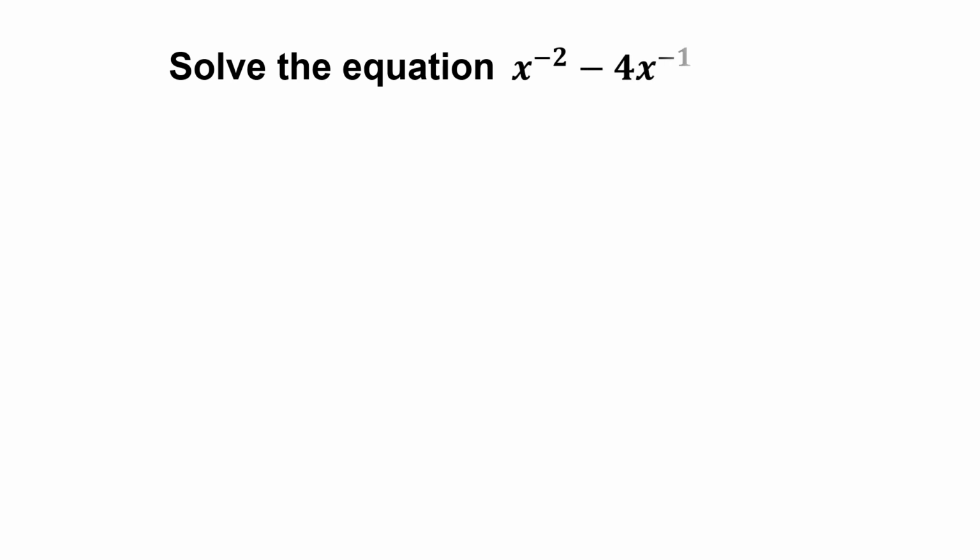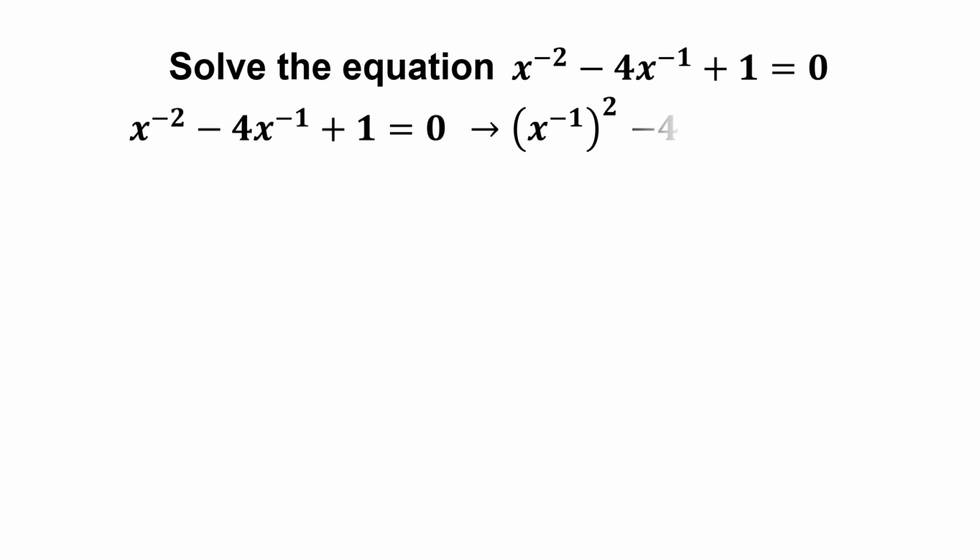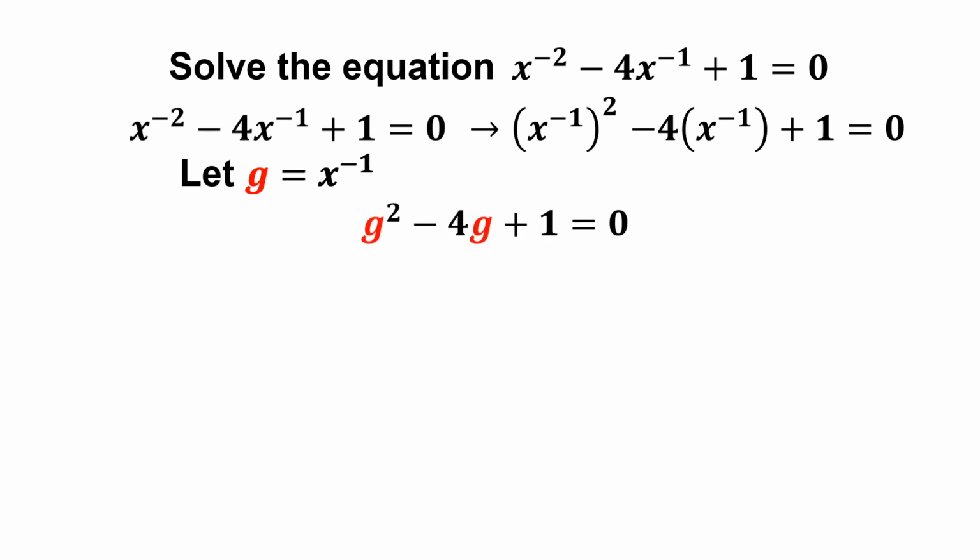Here is another example. Solve the equation x to the negative 2 minus 4x to the negative 1 plus 1 is equal to 0. Note that the equation contains negative exponents. This equation can be rewritten as quantity x to the negative 1 squared minus 4 quantity x to the negative 1 plus 1 is equal to 0. We now have a lead. If we let g is equal to x to the negative 1, the equation can be transformed into g squared minus 4g plus 1 is equal to 0.